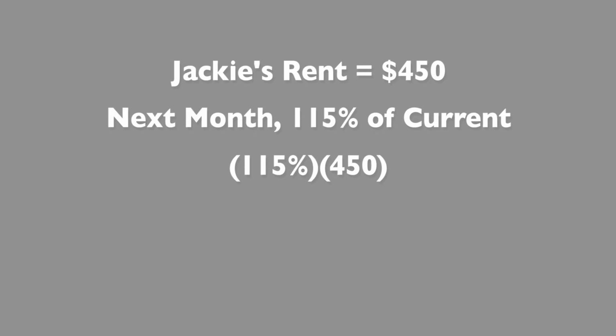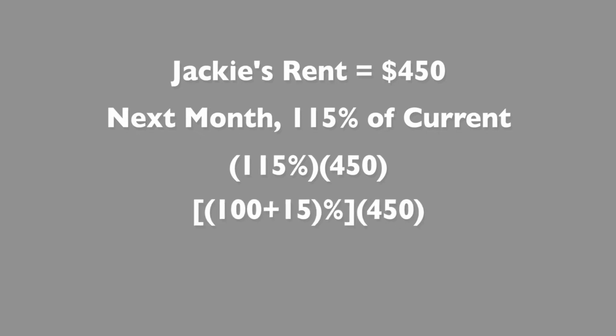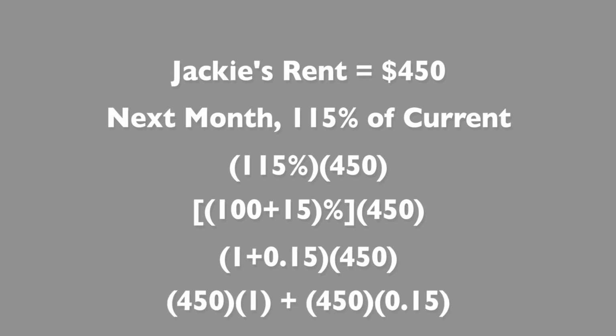To me, the easiest way is to recognize this is 100% plus 15%, and that's multiplied by 450. Convert both of those to a decimal, and we have that this is 1 plus 0.15 times 450. And then if we distribute, this equals 450 times 1 plus 450 times 0.15. And again, that's because 100% of 450 is 450 for the 1. And then we're still left with the 15% that we need to add to it.